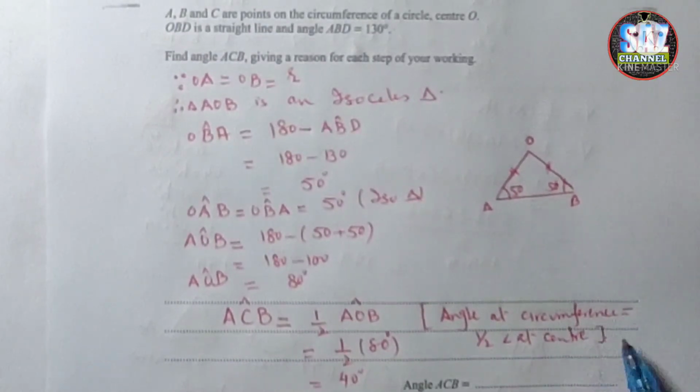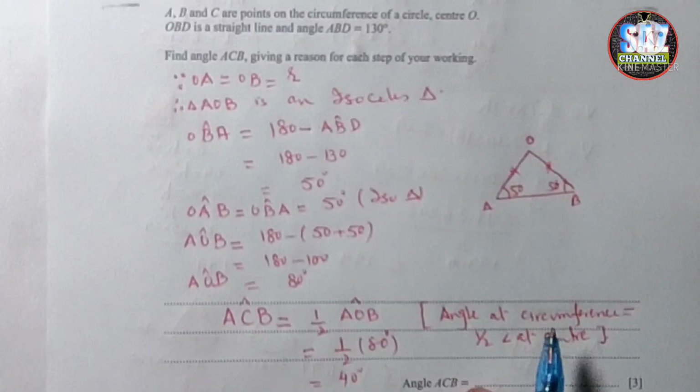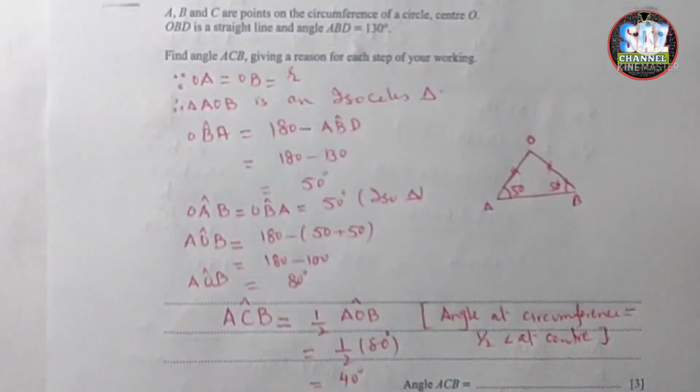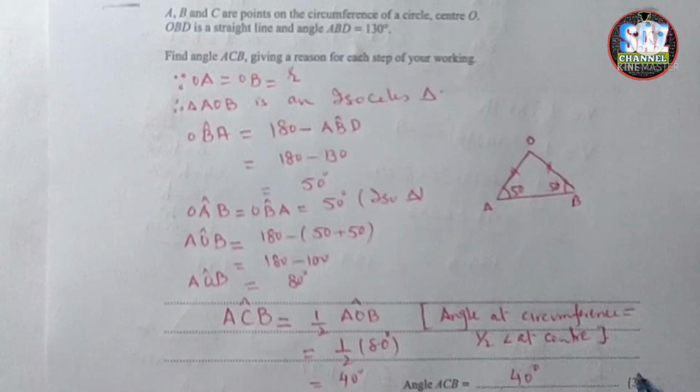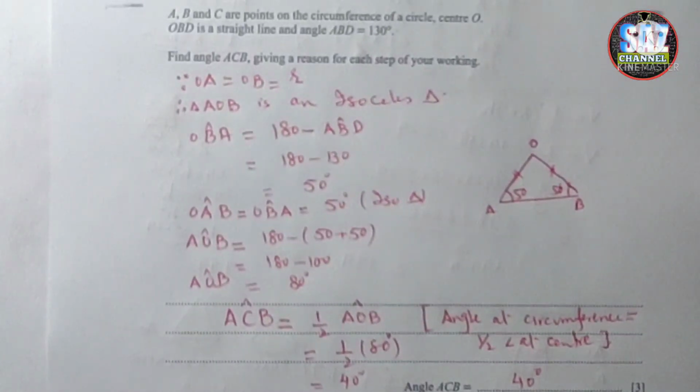You must support your working with reasons, statements and properties so that the examiner can award you full marks. And a really easy question, ACB equals 40 degrees. I hope this question is clear to all of my students, and let's move to the next question.